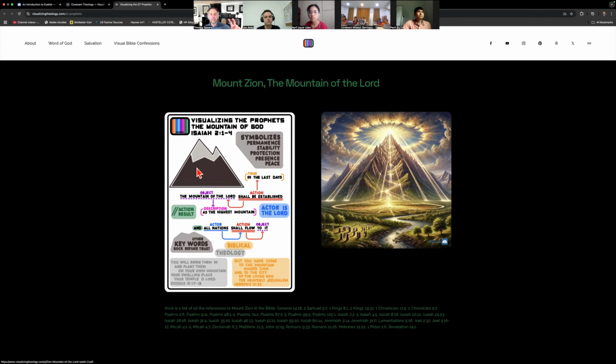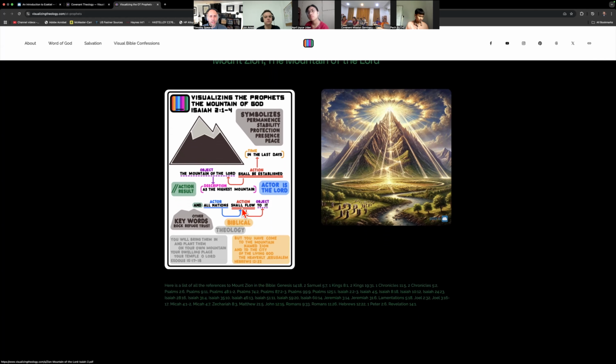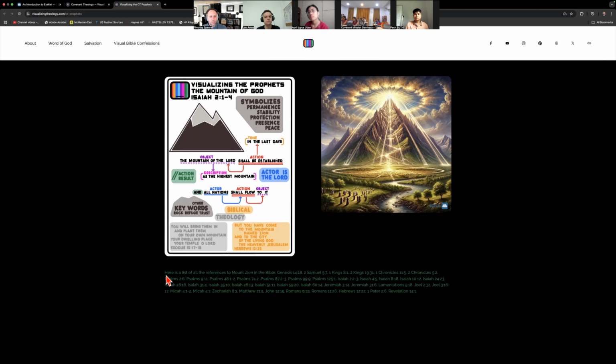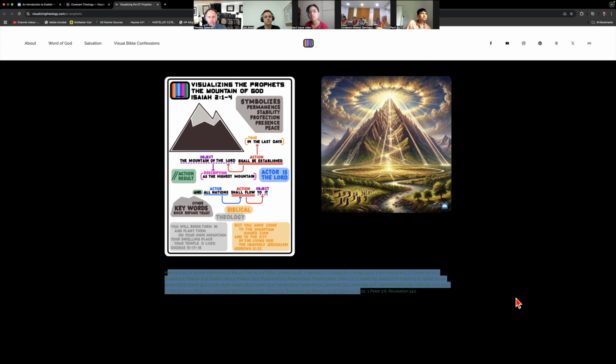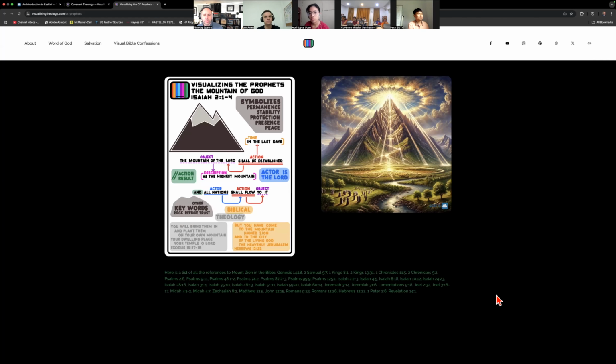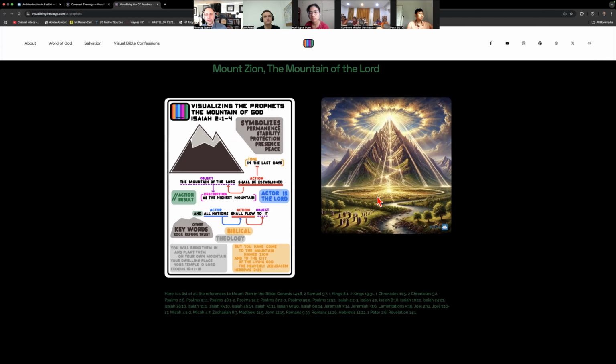So think about it this way. When you see a mountain, you should also be thinking theologically of what it symbolizes. And so Mount Zion symbolizes the presence of God. Think about all the benefits of being near the mountain. There's a lot. So there's a handout there. All of the references to Mount Zion in the Bible are listed here, and then I have a visual picture that I posted as well.